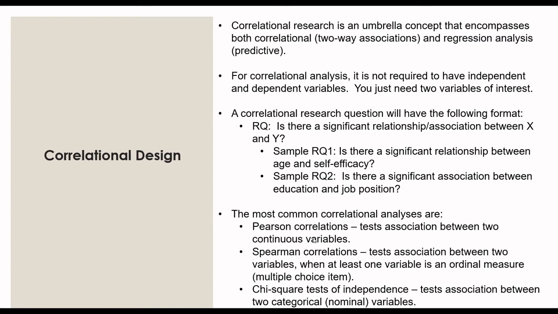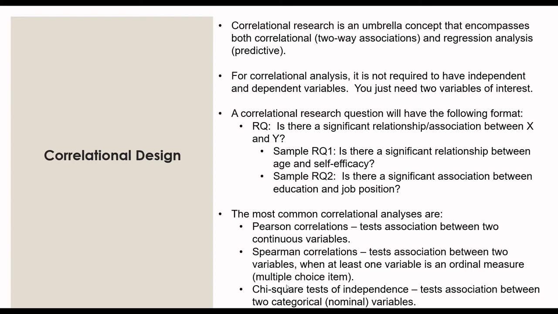And the reason for that is that education has a hierarchy to it: there's a bottom choice, there's a middle choice, and there's a high choice. There are multiple choices, but it goes up a ladder. It's ordinal in that format. So you would use a Spearman correlation.